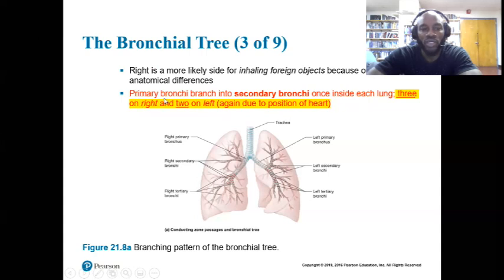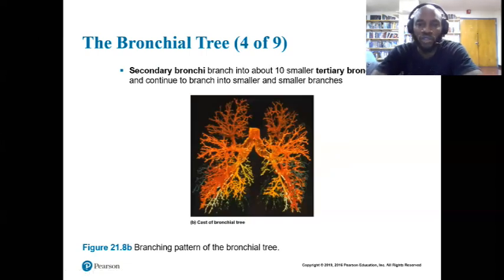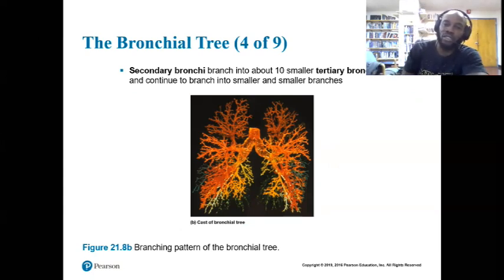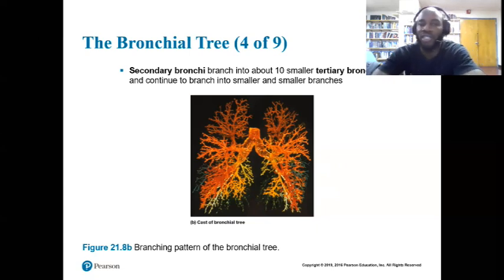Once we get past the primary bronchi, we branch into the secondary bronchi, three on the right and two on the left. So the primary bronchus is here. Then we have the right secondary and left secondary. So you have three secondary on the right, two secondary on the left, again because of the heart. This is a picture of your secondary bronchi. The secondary bronchi branch into 10 smaller tertiary bronchi. So it just keeps branching smaller and smaller.